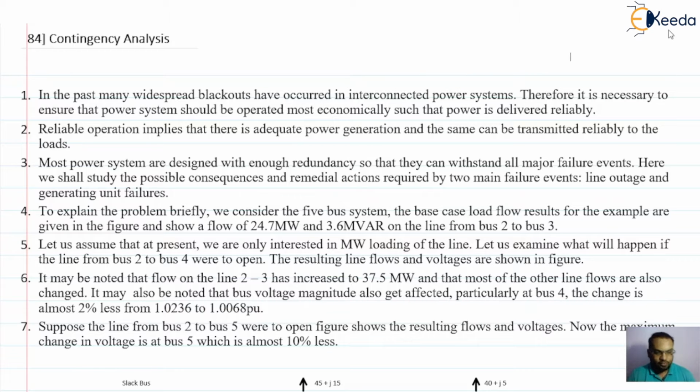So friends, in our previous lectures we have discussed power system security, and we have understood that contingency analysis is important related to power system security. So let us discuss how the contingency analysis is carried out in the power system. Before this we have discussed some ideas related to the contingency analysis.